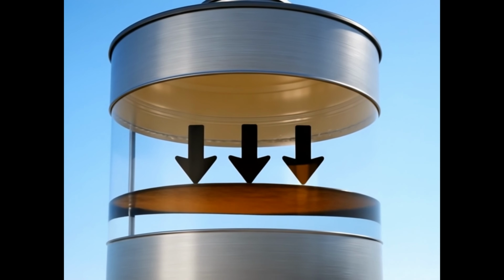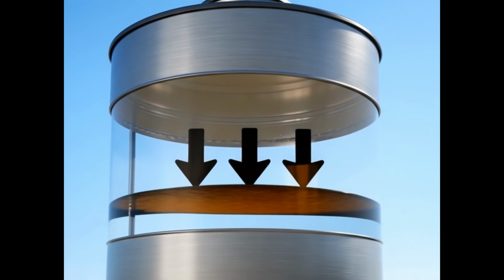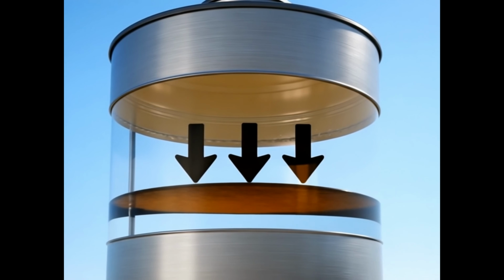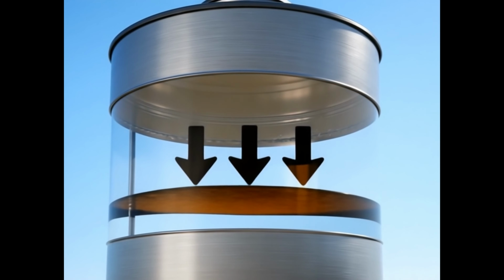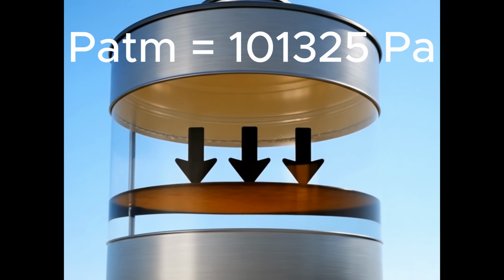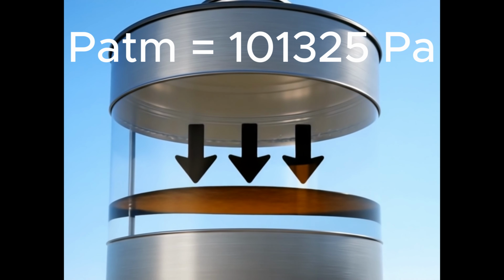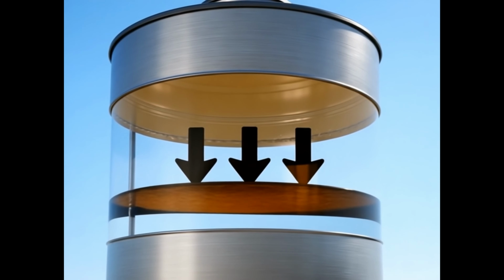The air pressure above the water surface applies a constant force on the water. This pressure remains stable as long as the tank stays open and exposed to the atmosphere. At this stage, we know that the atmospheric pressure is P atmospheric, approximately 101,325 pascals. The water applies pressure on the bottom of the tank together with the air above it.